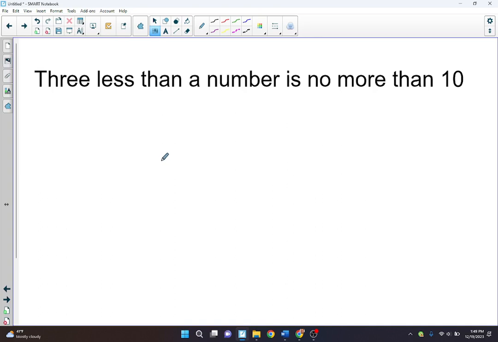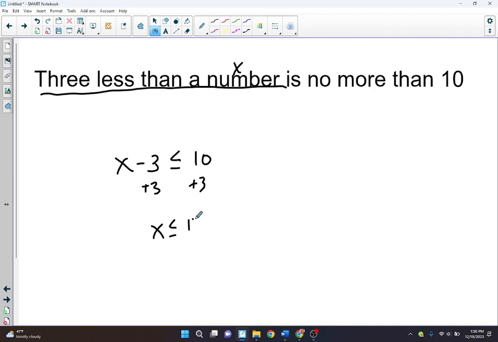Oh, would it be like 3 bracket? No, 3 less than a number. So when I say 3 less than a number, if I said 3 less than 10, I don't know a number, so we're gonna use a variable x. So 3 less than a number is gonna be x minus 3 in this case, okay? Is no more than 10. Since this cannot be bigger than 10, it must be smaller than or equal to 10. Okay? Then plus 3 on both sides. X is less than or equal to 13. Just remember that 3 less than something, that's going to be the minus, and that's going to be on the second part, not the first part.